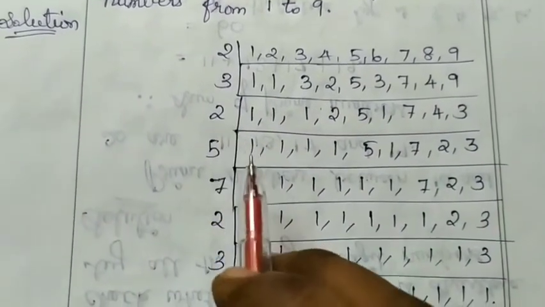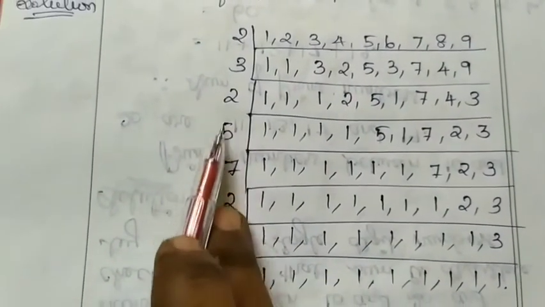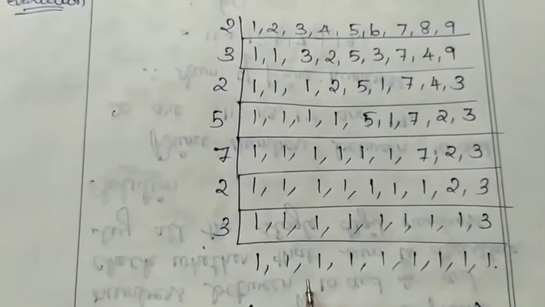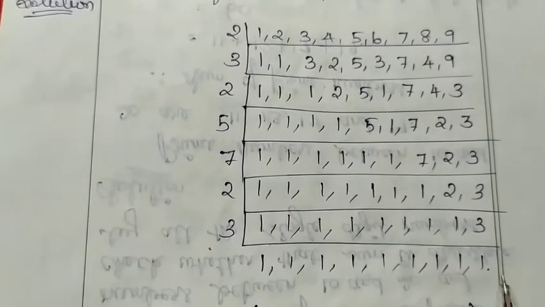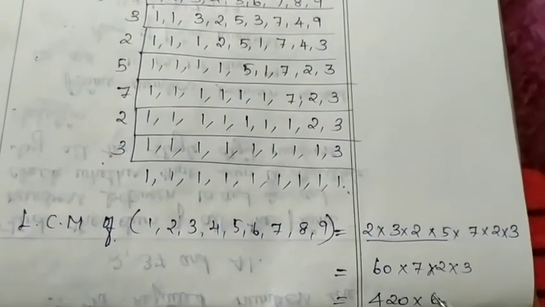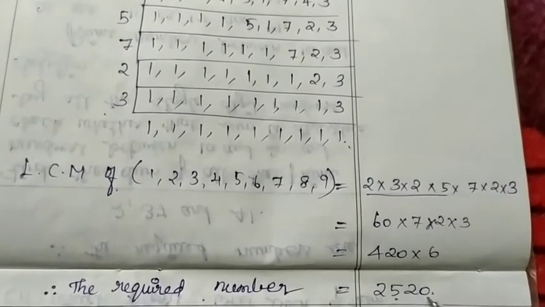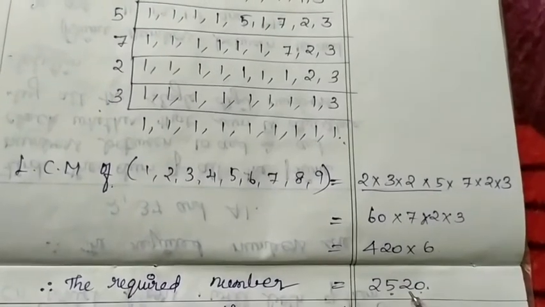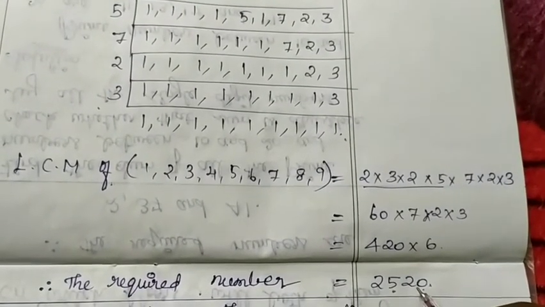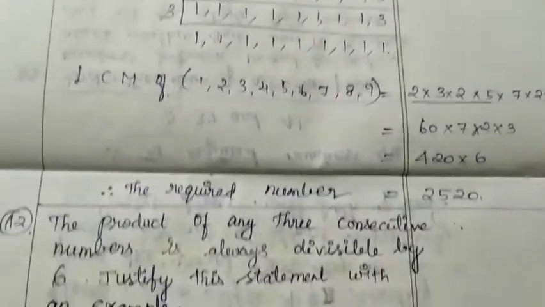Next take 5 and 7 tables. So likewise you take all the tables like that. So here you take only the prime numbers. Finally you get all the numbers coming as 1. Okay, so therefore the LCM of these numbers, take and write the factors and multiply these numbers, finally we get the answer 2520. So therefore the required number is 2520. Okay, can you understand this question? Yes, go to the next one.